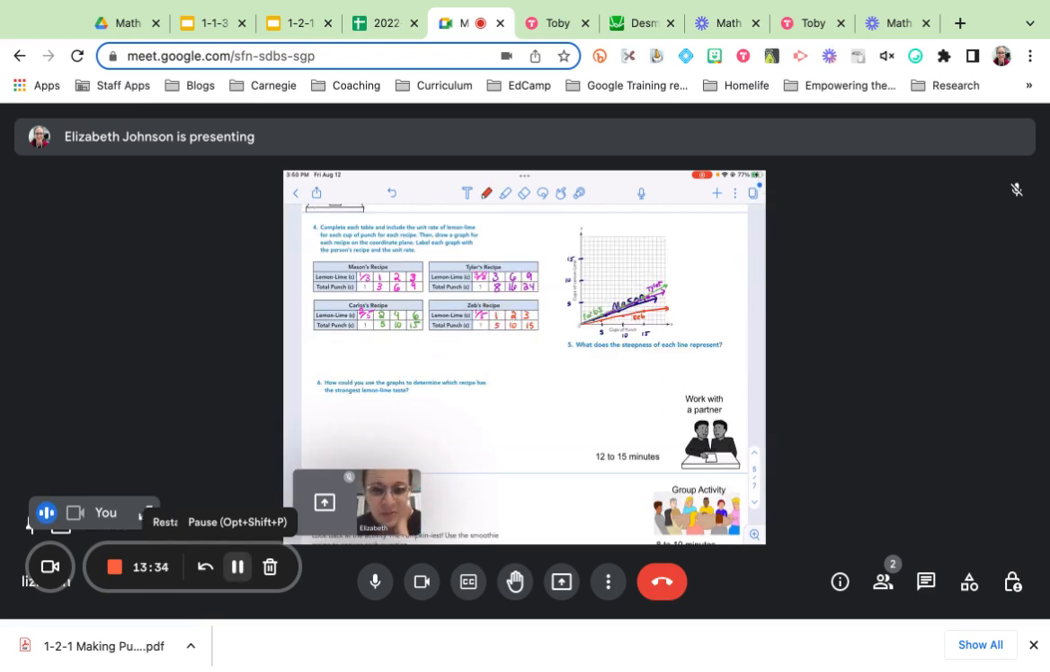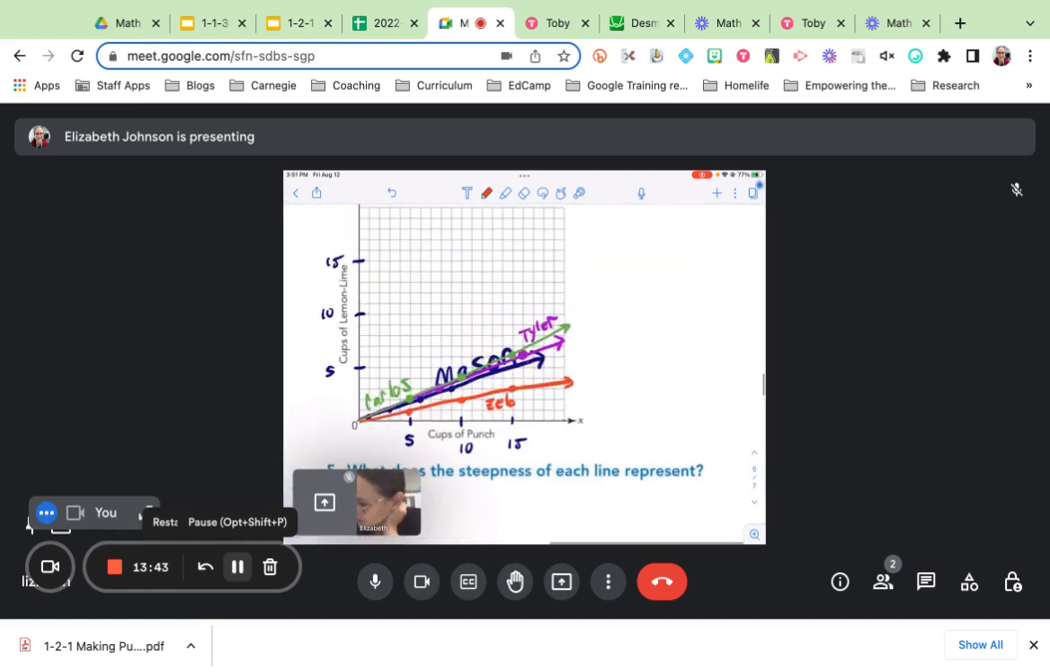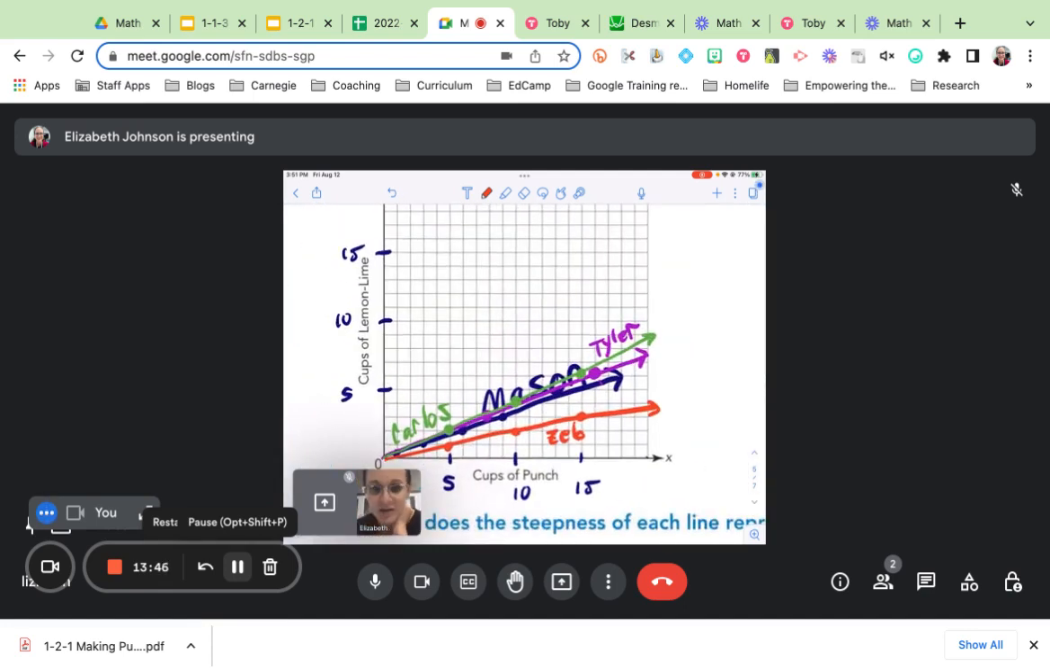Okay, you've hit play, so you're ready to talk about this. Now, there's multiple ways you could have filled out each table, but your graphs should all basically look about the same. Let's zoom in on that. So here's my graph. And what I want to point out is that Zeb's graph is the lowest. It's the flattest graph. It's not increasing very fast. When you get into algebra, you'll say that it has the smallest slope of all these because it's not very steep. What this means is that his is not lemon limey. This has a weak flavor.